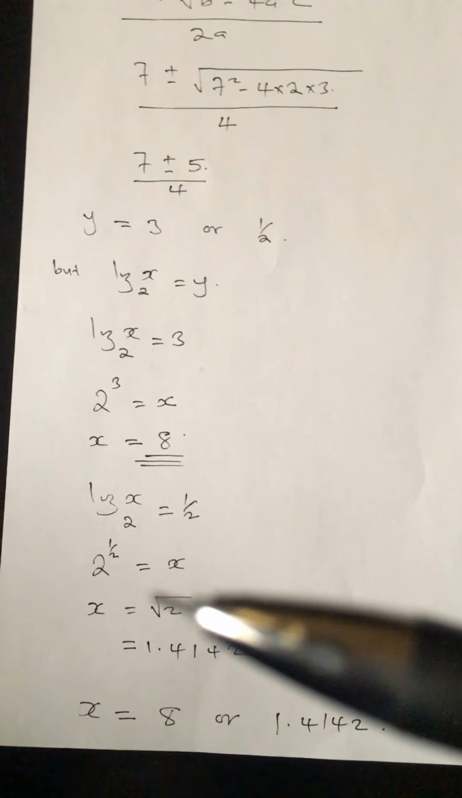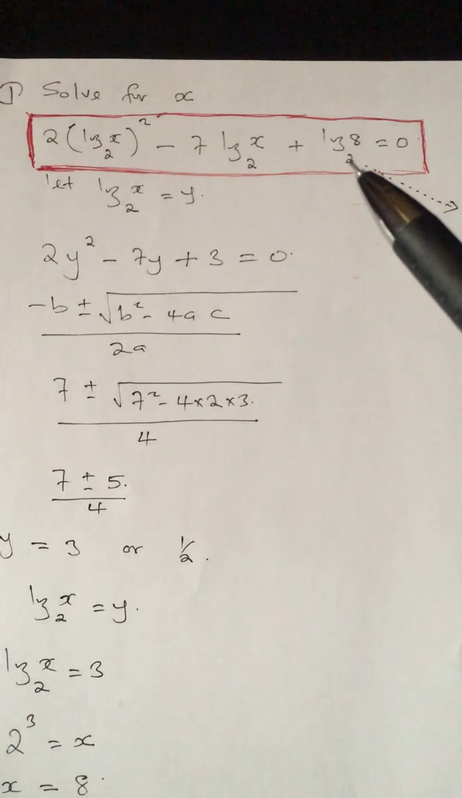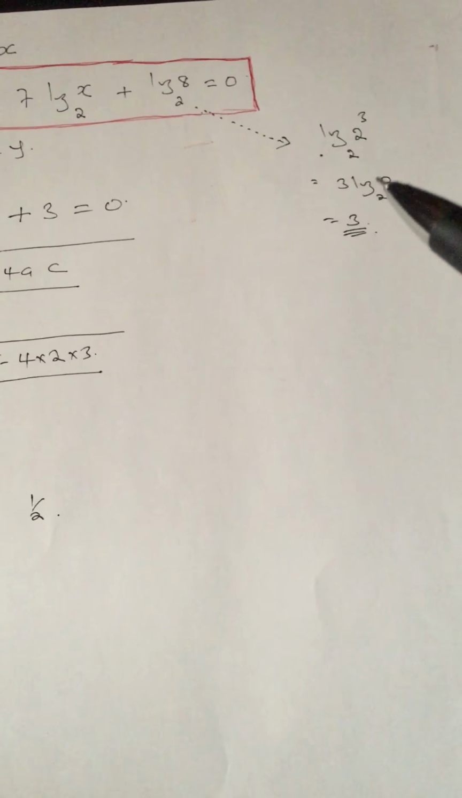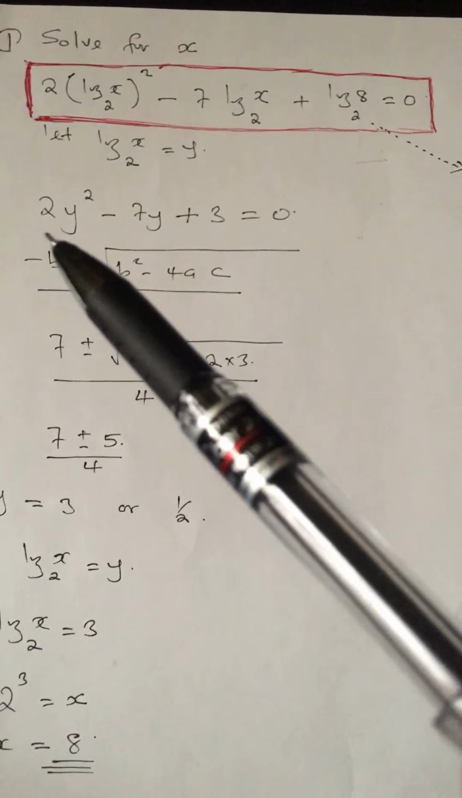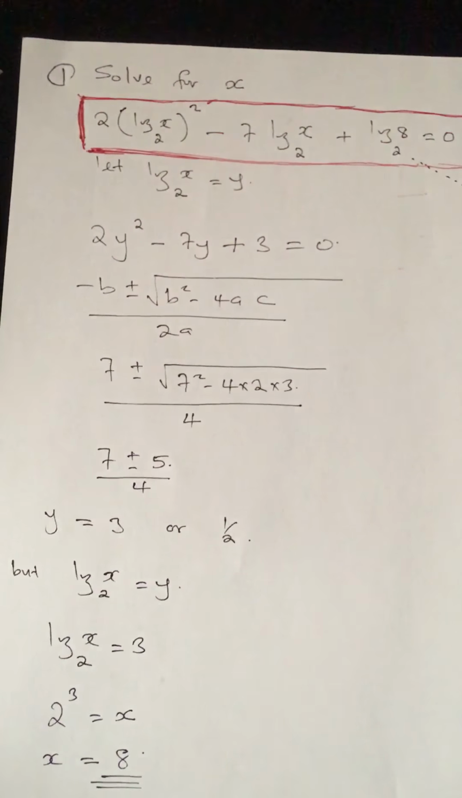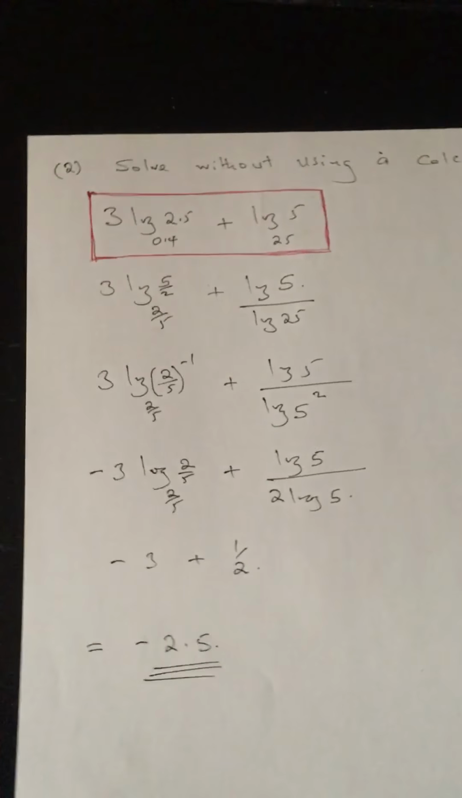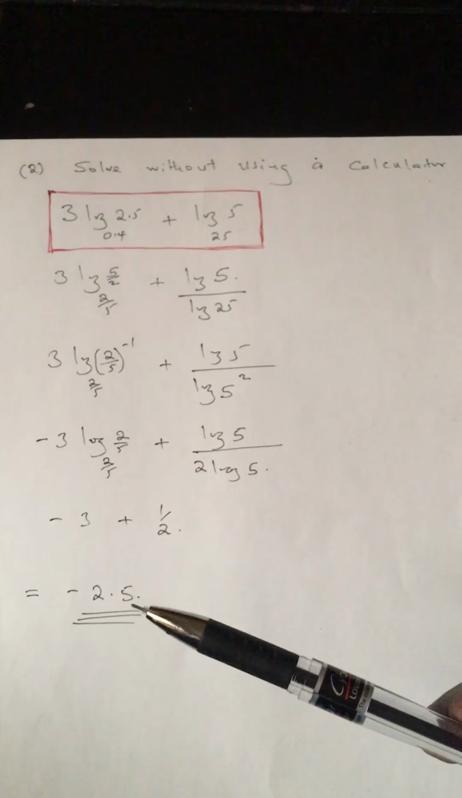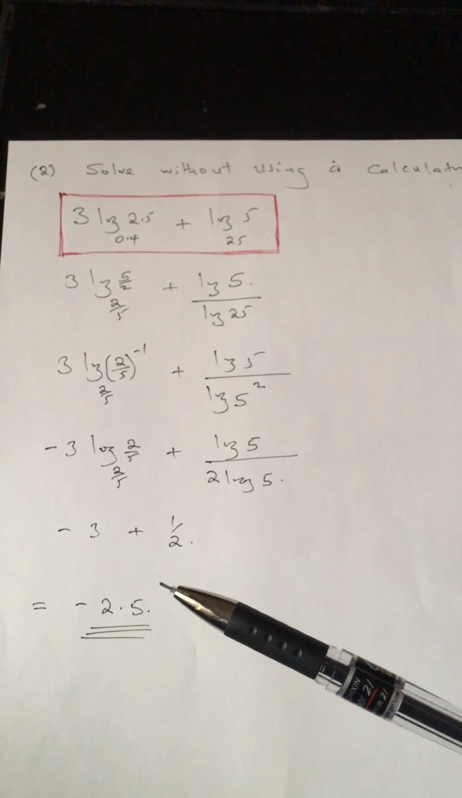Then another thing I've explained about it is this part here. Yes, all these logs seem to be of the base 2, but now this value here can be simplified on its own. I simplified to get the value of 3, then I came up with the quadratic equation, which then I solved.